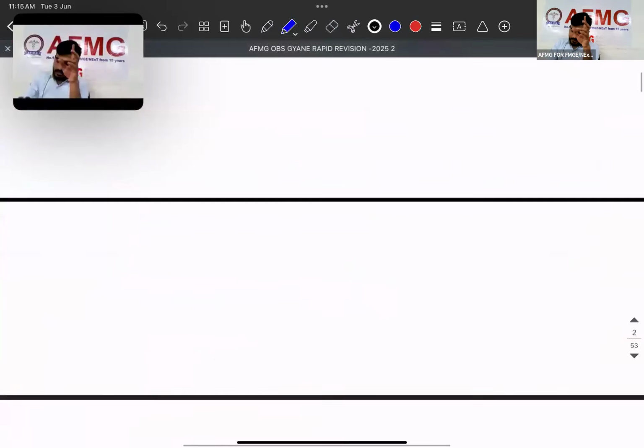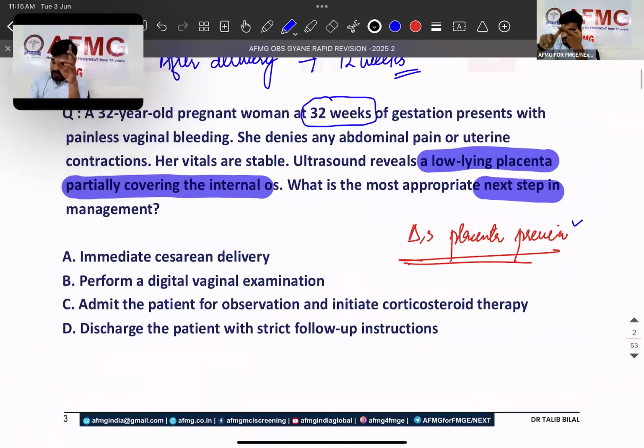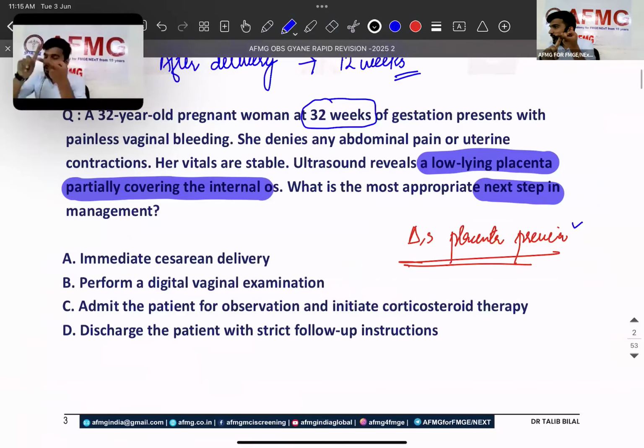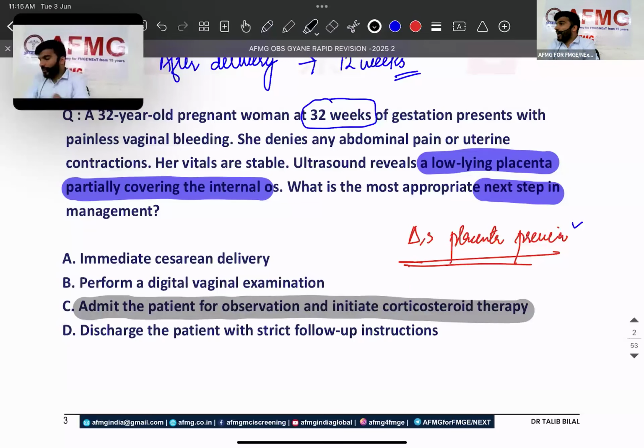Now tell me the answer of this particular question. At 32 weeks, placenta previa with vitals stable, what will be the most appropriate next step? Very good. C. So we'll admit the patient for observation and start corticosteroid therapy.